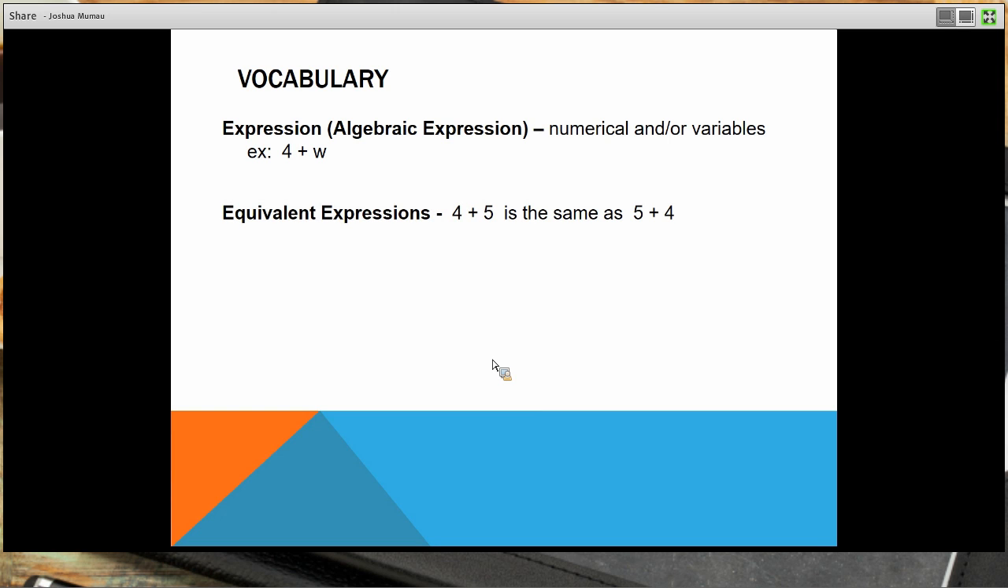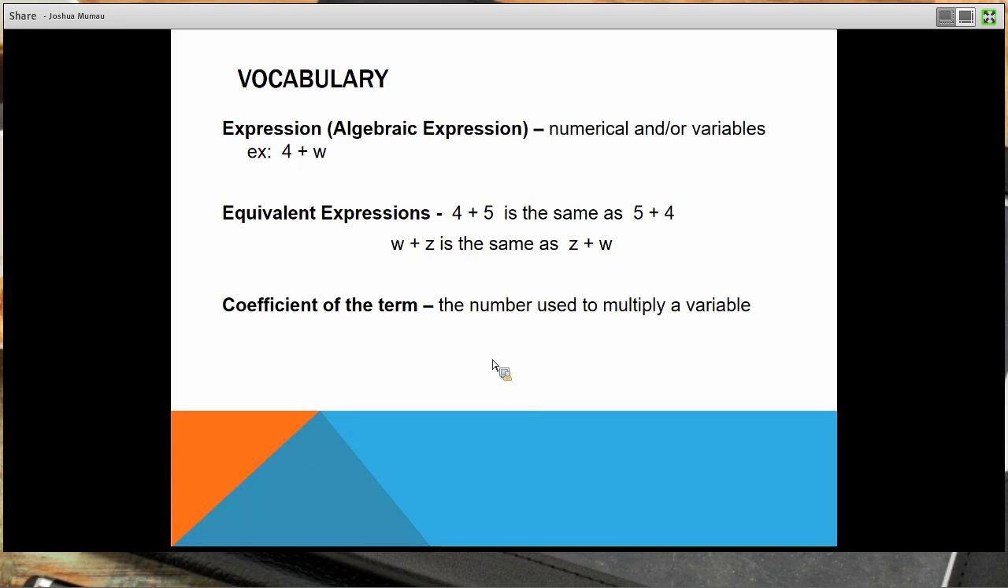An equivalent expression. 4 plus 5 is the same as 5 plus 4. w plus z is the same as z plus w. So it's very similar to the concept of the commutative property.